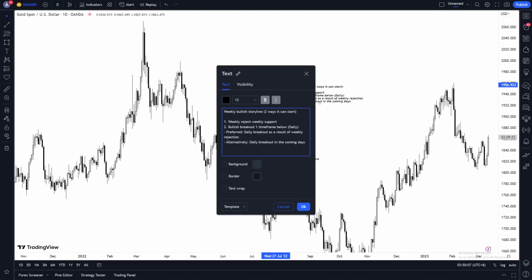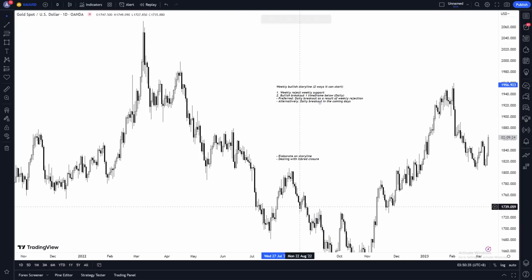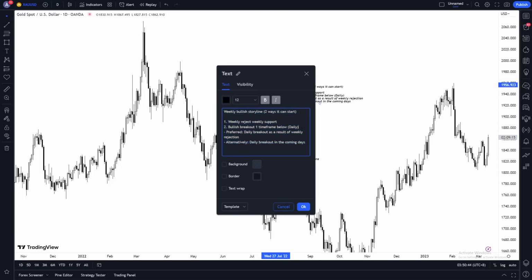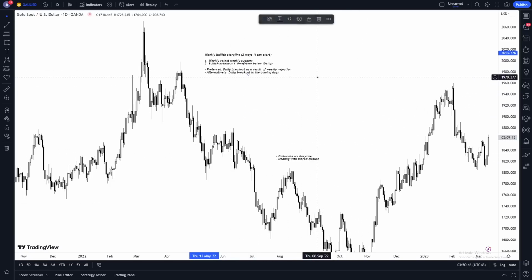Okay, first way is the preferred way, weekly reject, weekly support. Daily just breaks out as a result of the weekly reject, weekly support. Number two, weekly reject, weekly support. No breakout happens on the daily on the first week. There's no daily breakout. But during the second week, maybe nothing Monday, maybe nothing Tuesday. Oh, Wednesday does a daily breakout. Then Thursday you can say, all right, weekly bullish storyline has started. These are the two ways, okay? There's a preferred, more optimal way, and then there's an alternative way. Let me add some spacing in here so you guys can really see what I'm talking about. Okay, we're gonna put that right there.